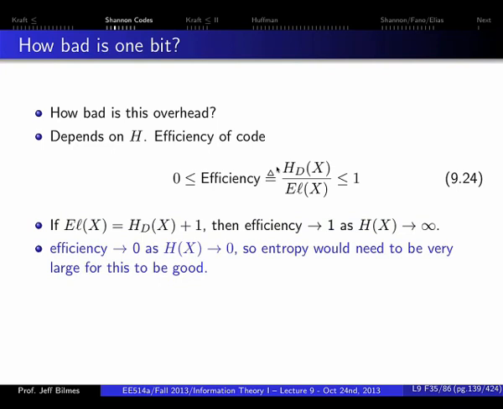Let's say that we've got this extraordinarily compressible source, like it's almost a constant random variable. In fact, if it's a deterministic random variable, you don't even need to compress. You just say it's always 3. And now every time you're sending a 3, you're using a bit to say that it's a 3 when you already know it's a 3. So that's not very efficient.